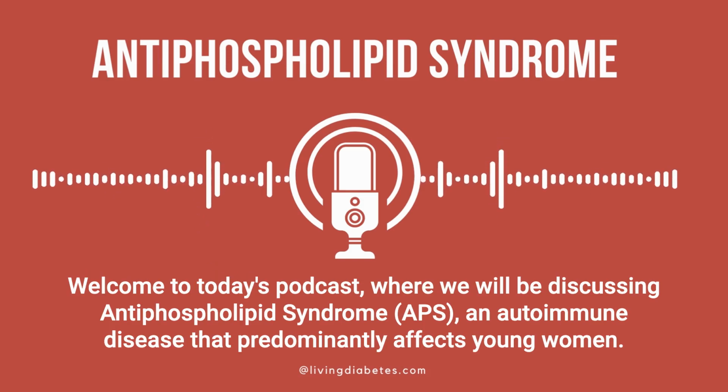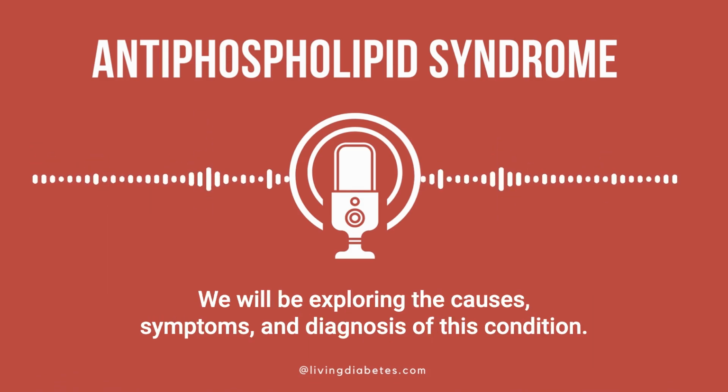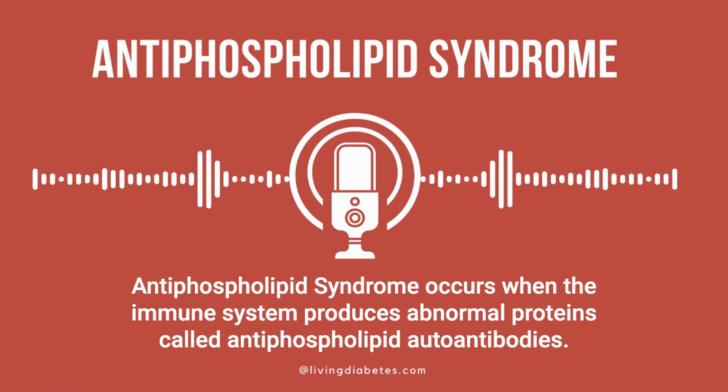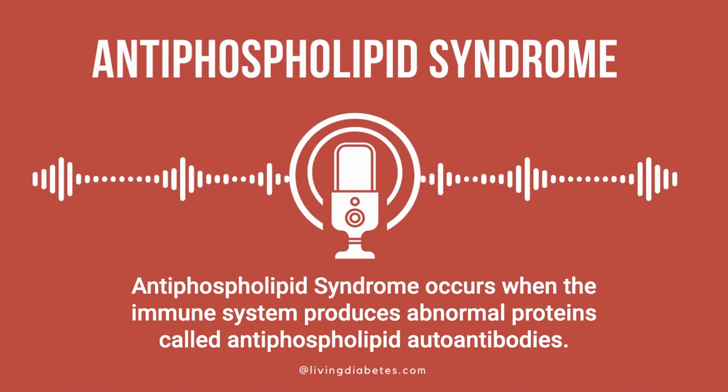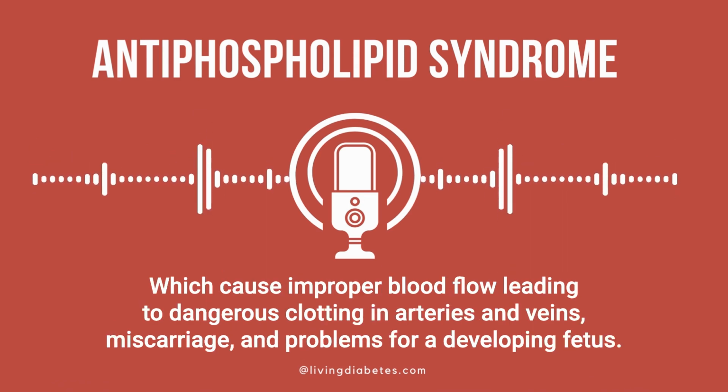Welcome to today's podcast where we will be discussing antiphospholipid syndrome, an autoimmune disease that predominantly affects young women. We will be exploring the causes, symptoms, and diagnosis of this condition. Antiphospholipid syndrome occurs when the immune system produces abnormal proteins called antiphospholipid autoantibodies, which cause improper blood flow leading to dangerous clotting in arteries and veins, miscarriage, and problems for a developing fetus.